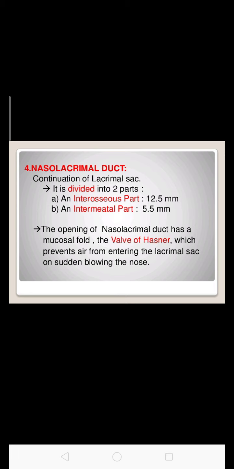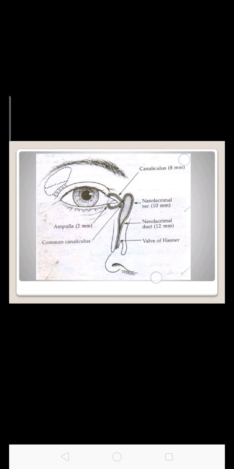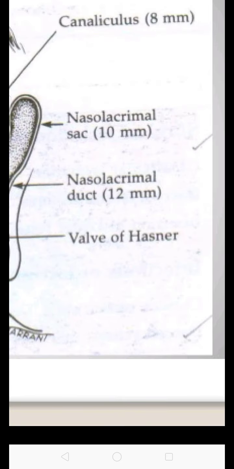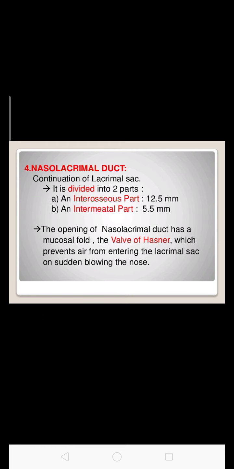Nasolacrimal duct. It is a continuation of the lacrimal sac, divided into two parts, namely an intraosseous part, which is 12.5 millimeters, and an intermeatal part, which is 5.5 millimeters. The opening of the nasolacrimal duct has a mucosal fold called the valve of Hasner, which prevents air from entering the lacrimal sac on sudden blowing of the nose.